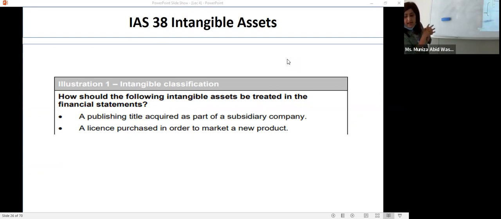Okay. Then a license purchased in order to market a new product. A license which is purchased in order to market a new product, it's a specific license. It is being used to market a new product. Its value is obviously measured reliably. It is distinguishable from the other licenses, so we are going to record it as our intangible asset under IAS 38.